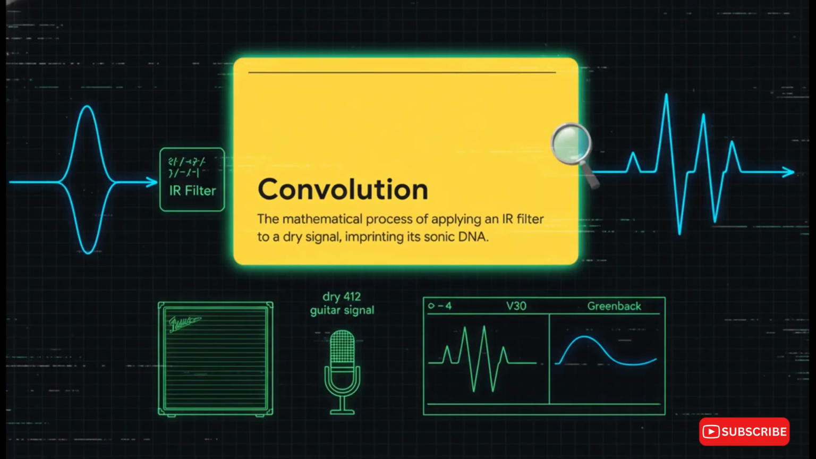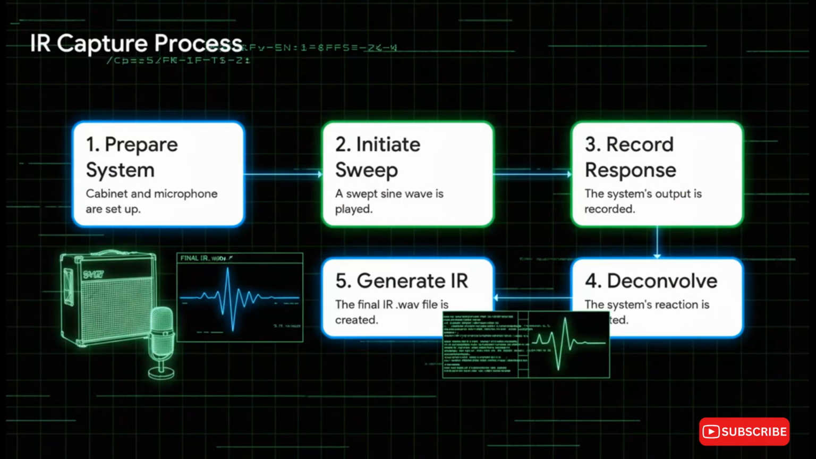Now, here's the crucial part, how this data actually gets used. The process is called convolution, and it's basically a mathematical filtering operation. It takes that impulse response and applies it to your dry direct guitar signal, digitally imprinting the entire sonic DNA of that captured speaker setup right onto your raw audio. It's pretty incredible. Let's quickly look at how these are made today.